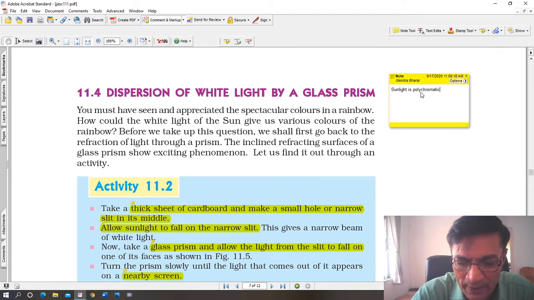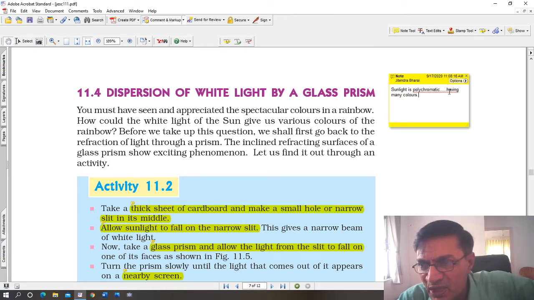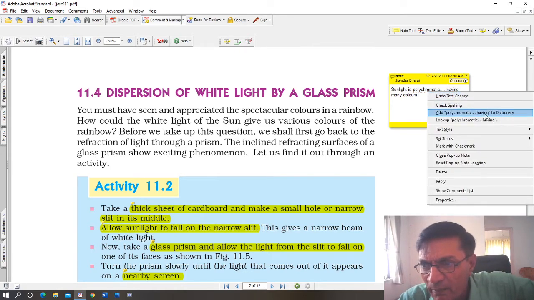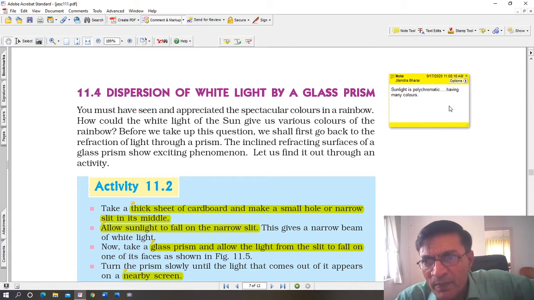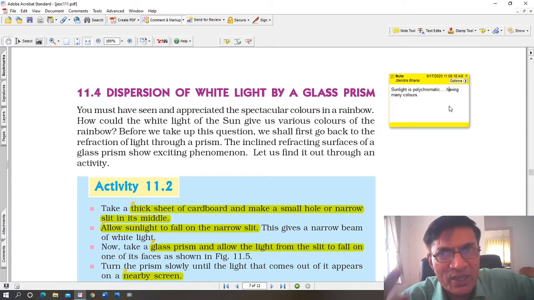What is polychromatic? It means having many colors. That means this light has got many colors. So sunlight is polychromatic. Monochromatic: chroma means color, poly means many, mono means one. Blue light is monochromatic, one single color. Red light is monochromatic, but sunlight is polychromatic.